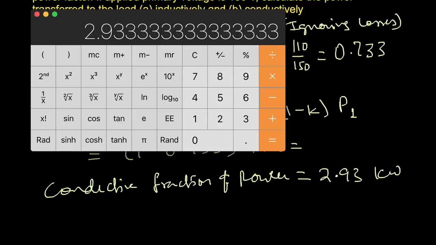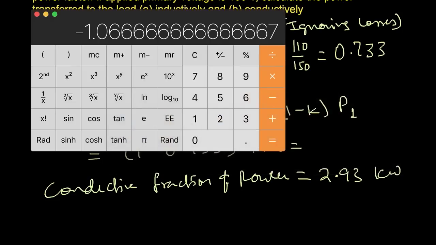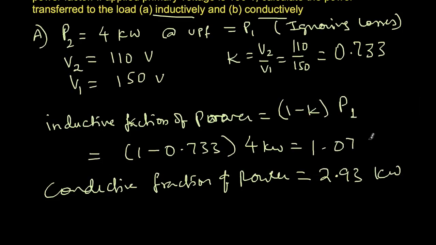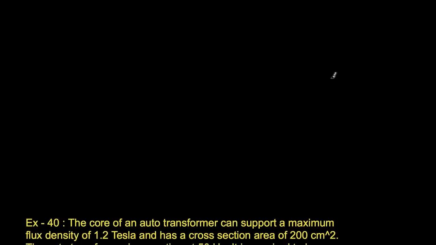So if I just subtract this from 4, I'll get 1.06 or 1.07 kilowatts. So out of the total 4 kilowatts which is delivered to the load, 2.93 is conductively delivered, that is through actual flow, the electrically delivered, and 1.07 is inductively delivered, that is through the transformer action. So basically what we are trying to do is, because we are doing less of the transformer action, that is induction, the saving is there in the copper. All right, so let's continue in the next problem.